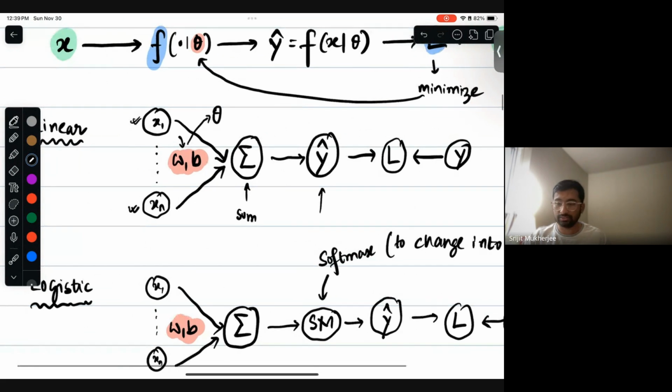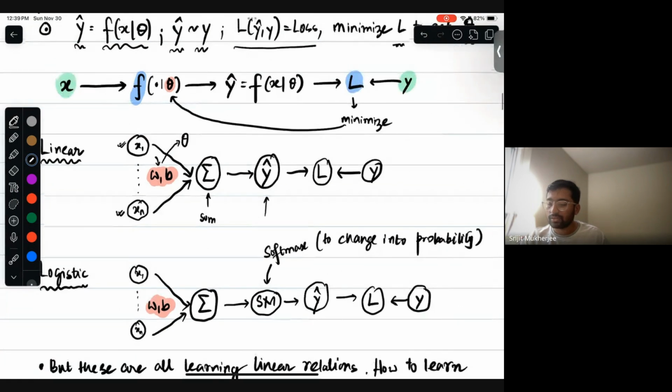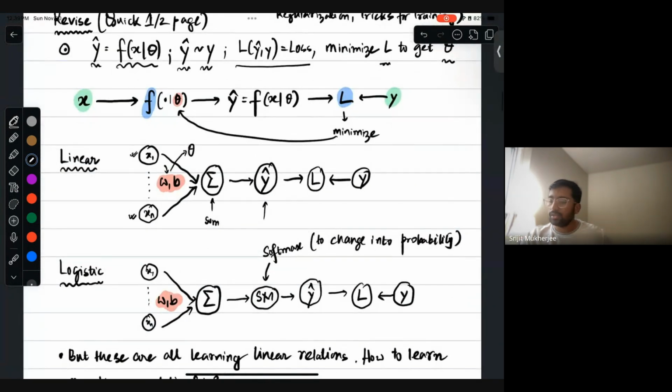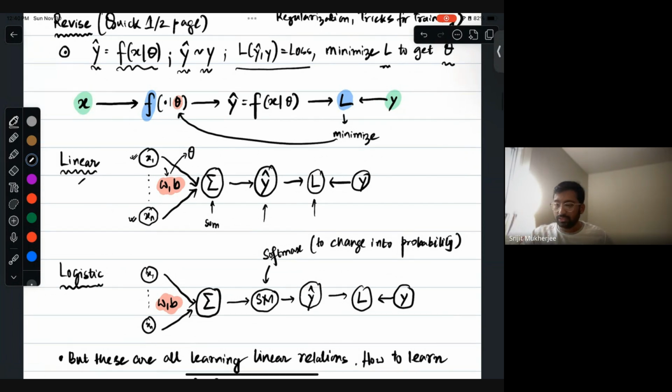Understand, this is for linear regression. So we get y hat, and there is a loss function, which can be MSE or MAE, that is, mean squared error or mean absolute error, which is also computed with the y.